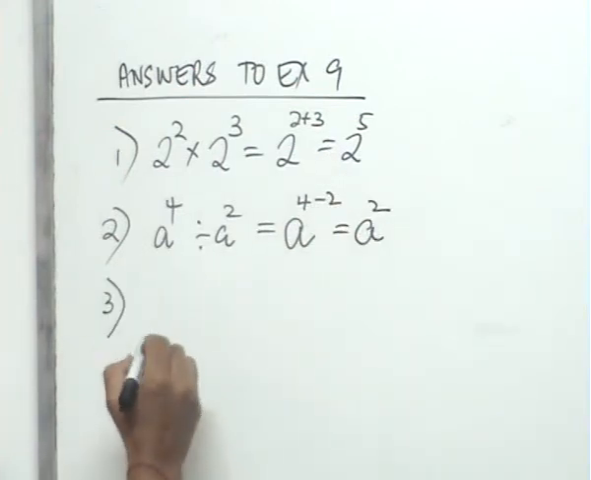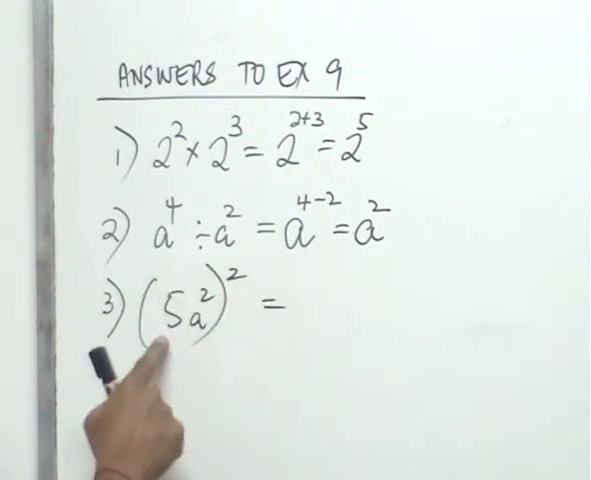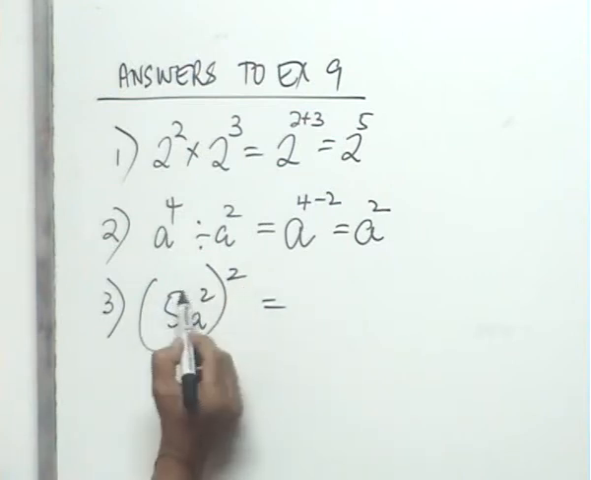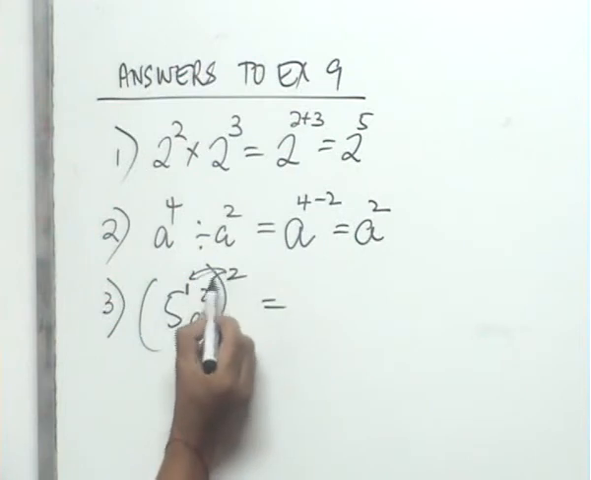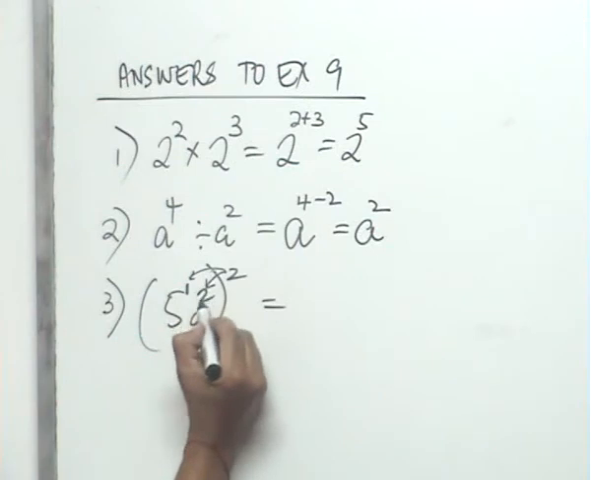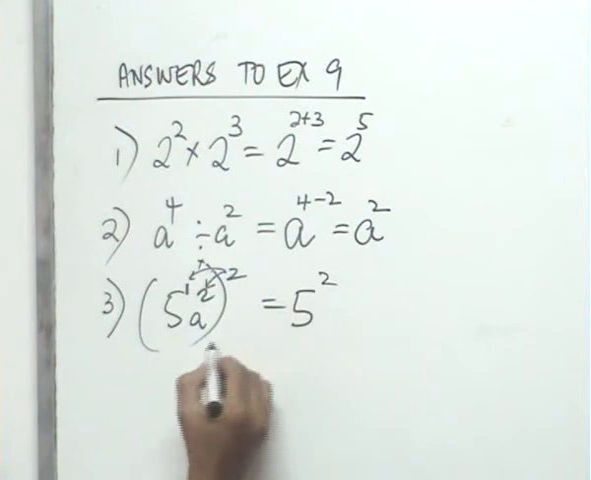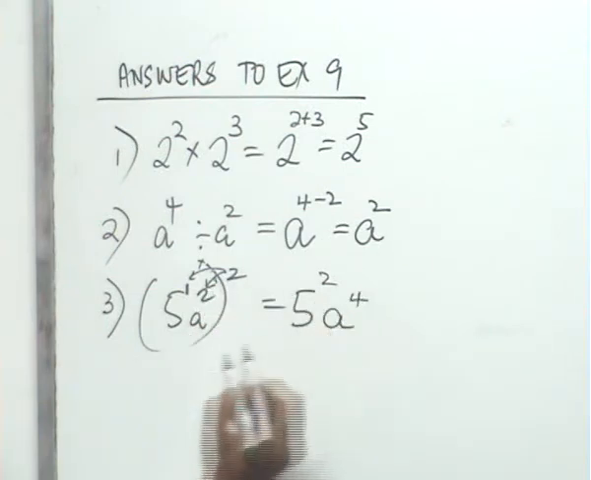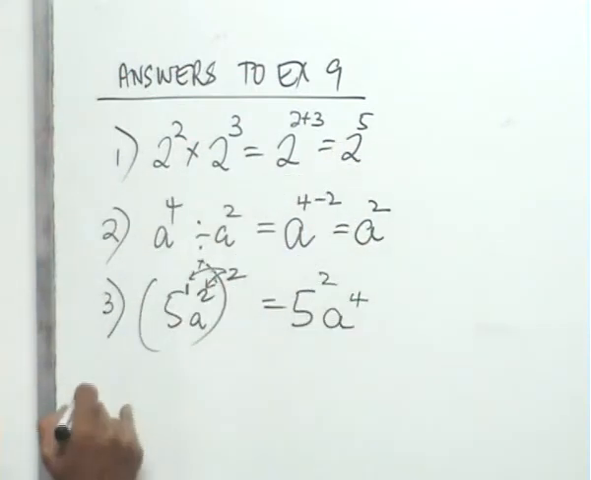Number 3, 5a squared all squared. Clearly this is power to power. So the index here is 1. We're going to multiply there, and we're going to multiply down here. Right? So there's the 5. 1 times 2, 2. A, write down a, 2 times 2, 4. So you see, multiplication law, division law, power to power law. So you must read the questions and be careful.